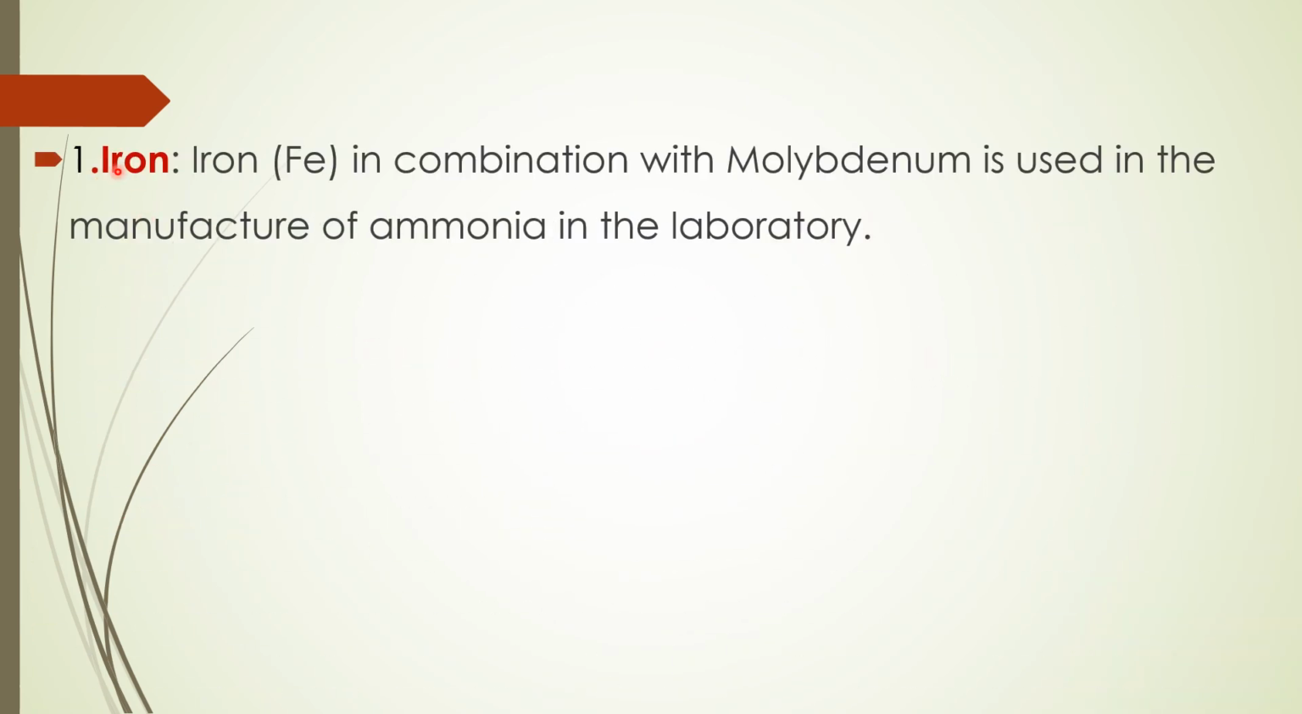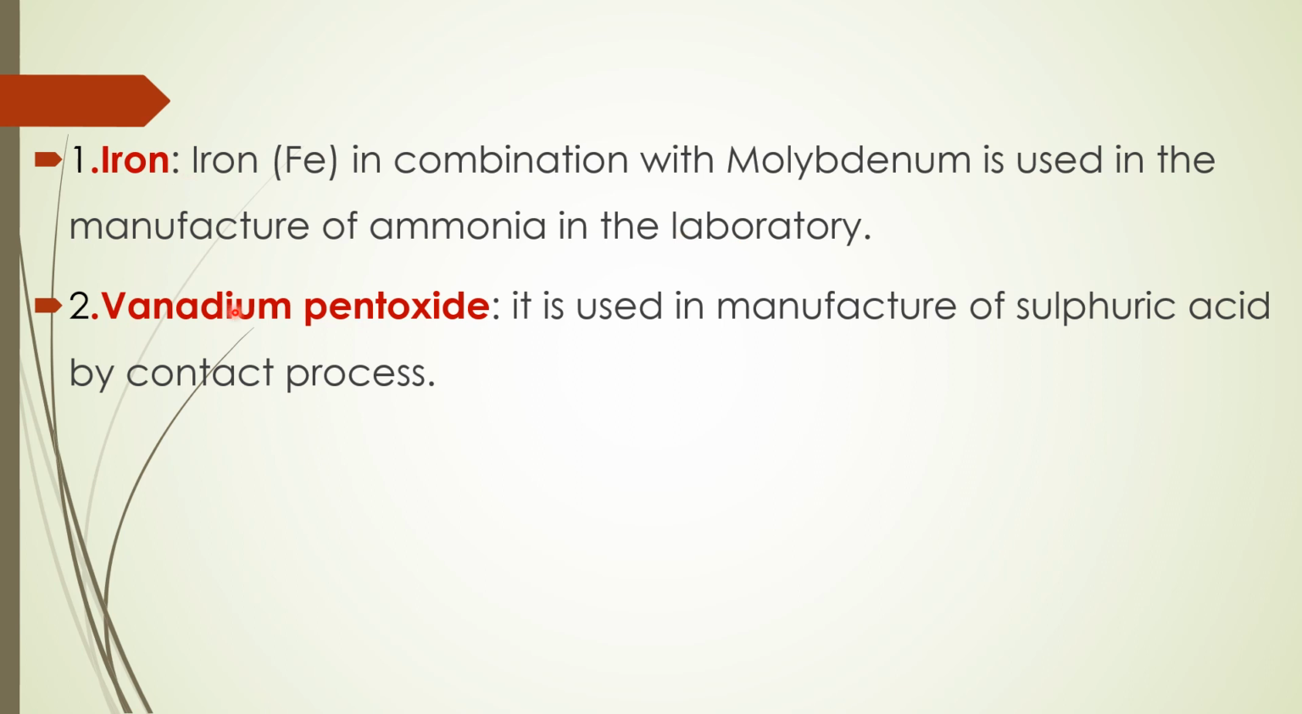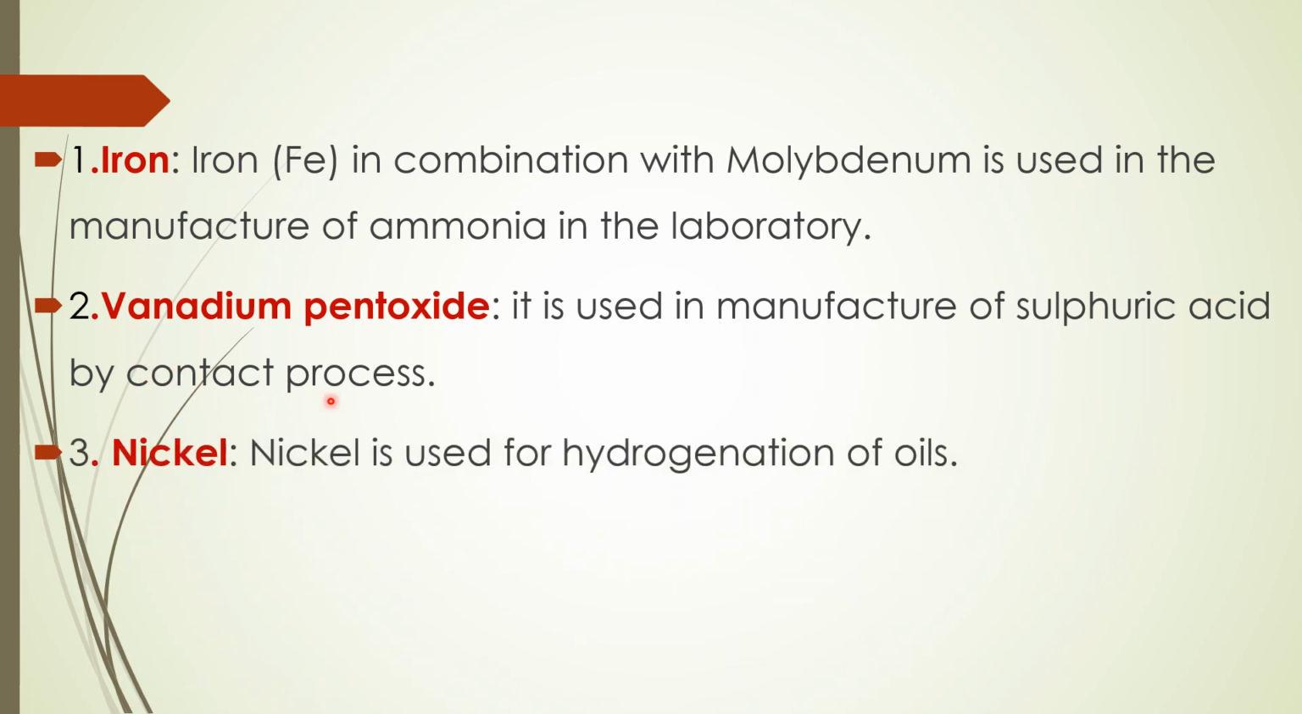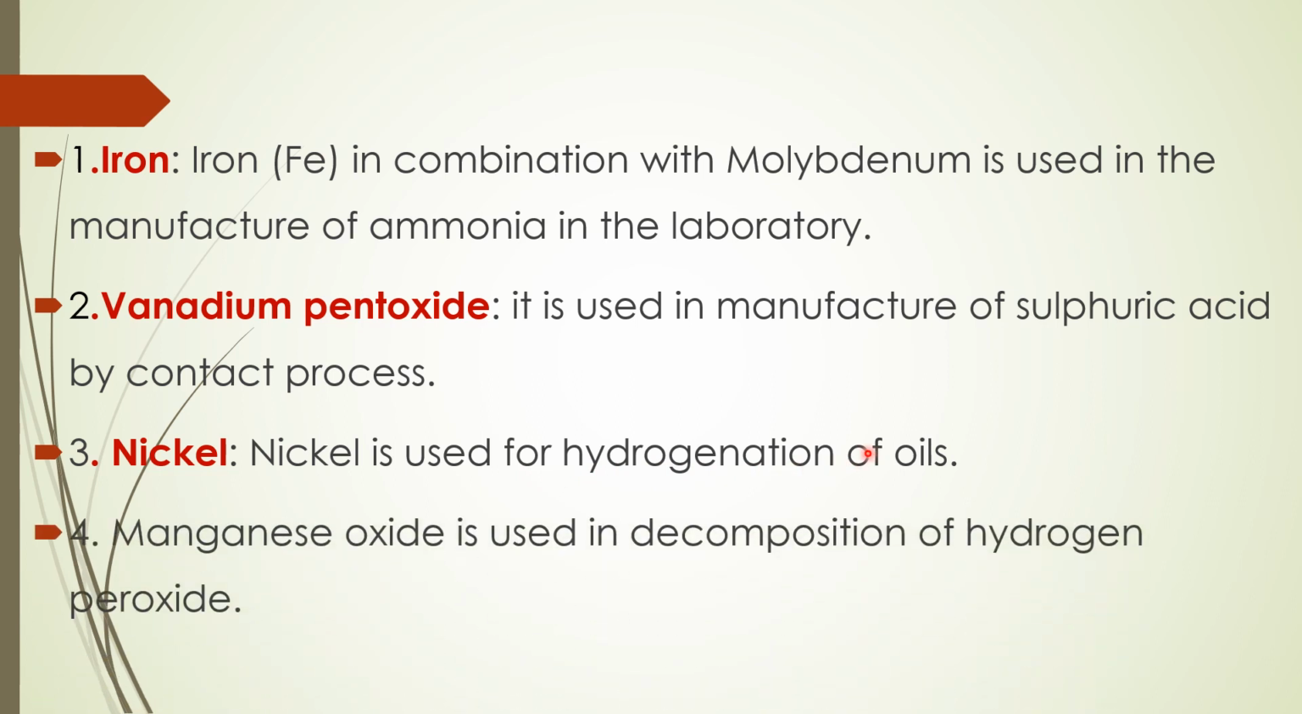Now we will learn how these transition elements are employed in industry and what their uses are. Iron in combination with molybdenum is used in the manufacture of ammonia. Vanadium pentoxide is generally used in the manufacture of sulfuric acid, H2SO4, by one of the famous processes, that is the contact process. Nickel is used for hydrogenation of oils. Manganese oxide is used in the decomposition of hydrogen peroxide.